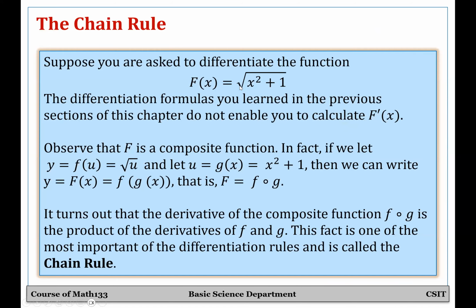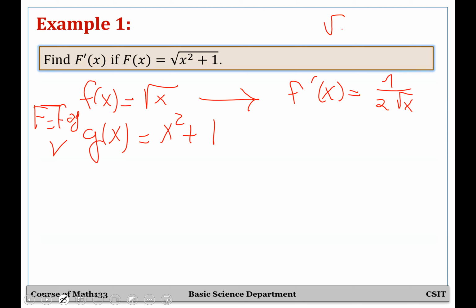For this example, f of x is equal to root x, g of x is equal to x squared plus 1. Make sure that my composition is true. Capital F is equal to f composed with g, so that's true. Then I will compute the derivative. F prime of x is equal to, this is square root of x, so the derivative of square root is 1 over 2 root x, because square root x, you can see it as x power half. Then we apply the power rule.